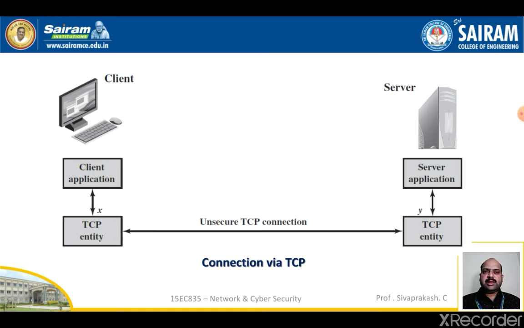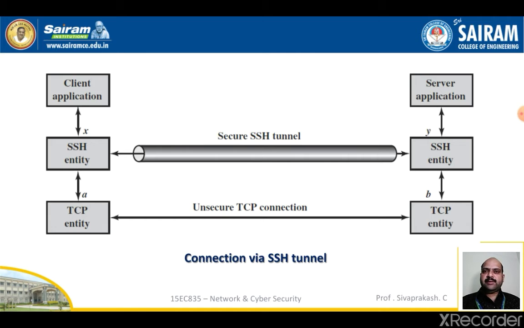To secure this connection, SSH is configured so that the SSH transport layer protocol establishes a TCP connection between the SSH client and server entities with TCP port numbers A and B. This is an unsecured TCP connection via TCP. So we request to provide secured SSH client and server entities through a secured channel, with port number A and port number B respectively.